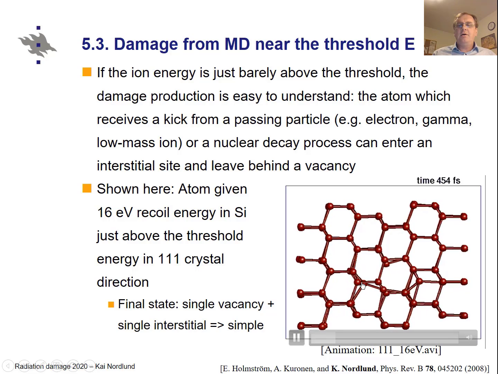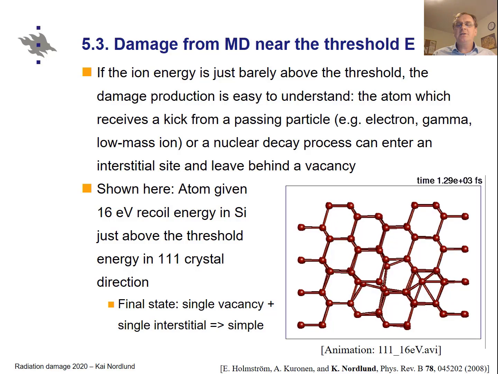So you see that the atom received a recoil energy of 16 eV. It moved towards the right, and as you probably are not surprised, because it was above the threshold, it stuck into an interstitial position and left a vacant position behind it. So this is in principle pretty simple, and one gets a simple Frenkel pair from this kind of process.